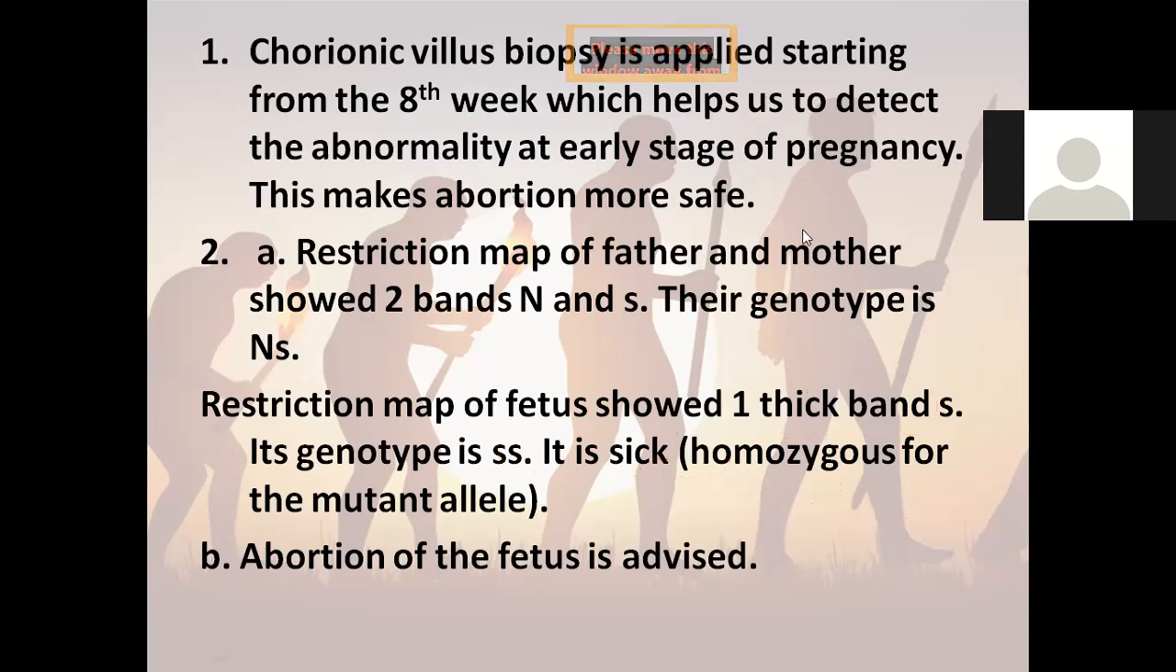So as they said, which one is more safe? The more safe one is the one that starts at an earlier time. So chorionic villus biopsy starts at week 8, amniocentesis at week 16, while fetal blood sampling starts at week 20. So the earlier one is the chorionic villus biopsy. Restriction map: 2 bands for mother and father, N and S. So both are heterozygous having genotype NS, while the fetus shows 1 thick band. So genotype is SS, so it's affected or sick, homozygous for the mutant allele. And part B, what advice should the doctor give? Abortion of the fetus. Moving to part 4, that we already explained and solved.